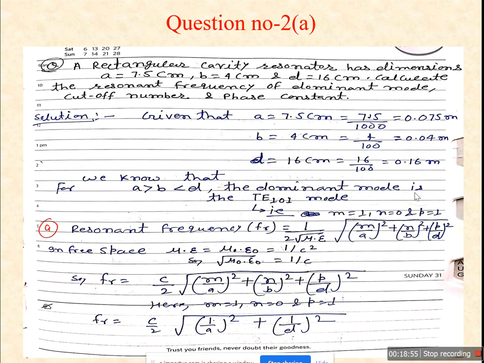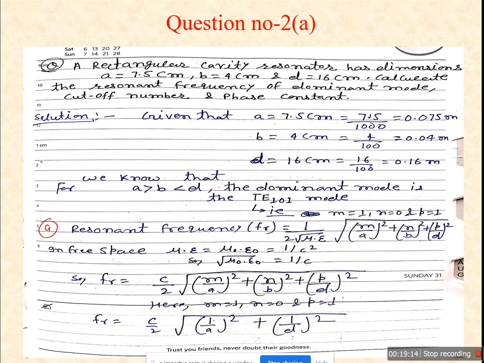And this time ISRO also asked these questions. They made a 3-dimensional figure and asked what the dominant mode propagating in this waveguide, in this rectangular cavity, is.